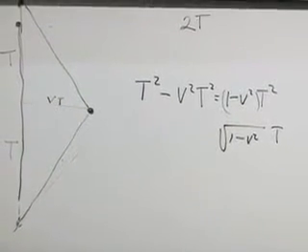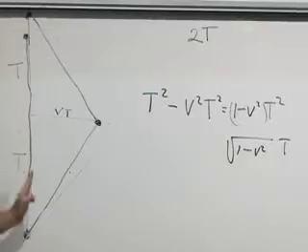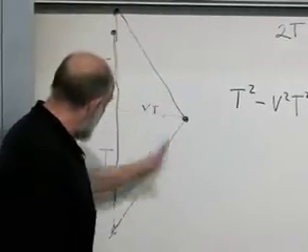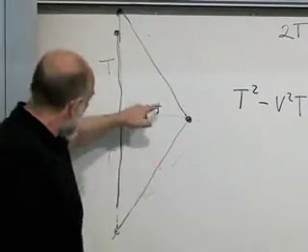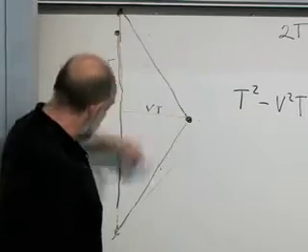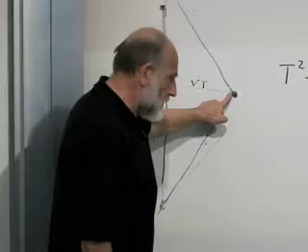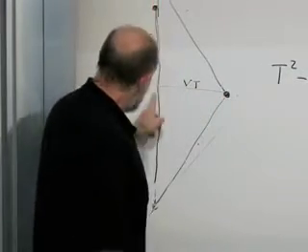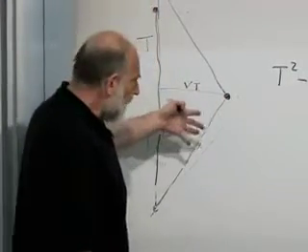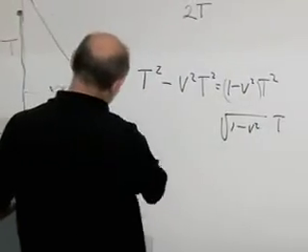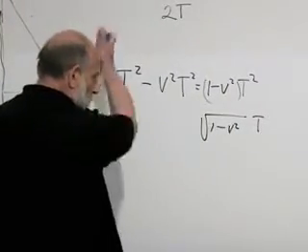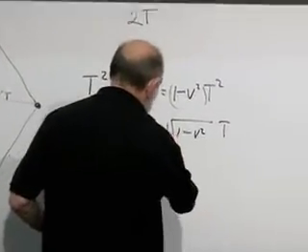What about the second leg of the journey? The second leg of the journey is exactly parallel to the first leg of the journey, except going backward. The proper time between here and here is exactly the same as the proper time between here and here. There's the same x coordinate and the same t. So the answer for the observer going along this bent trajectory here is twice this.